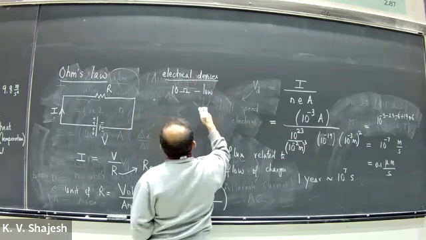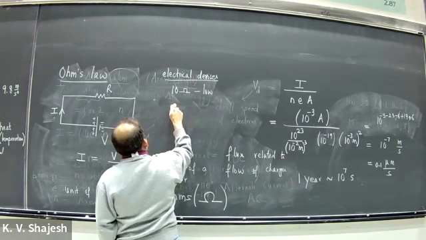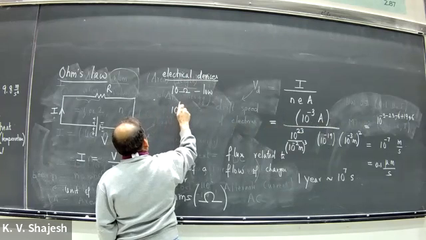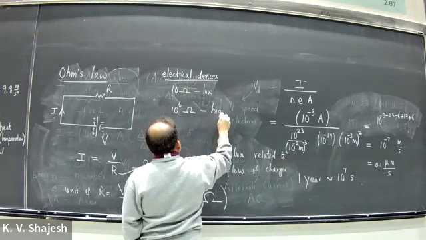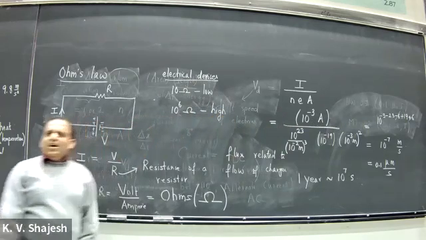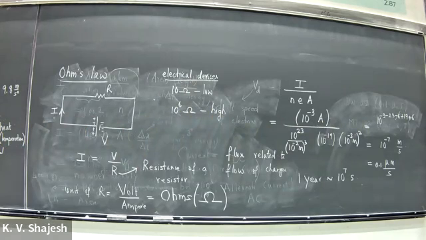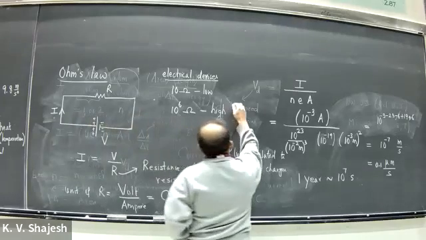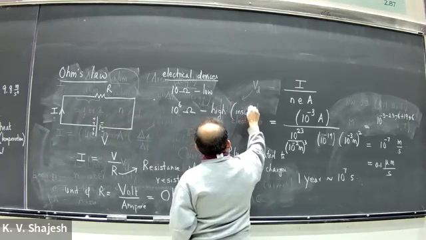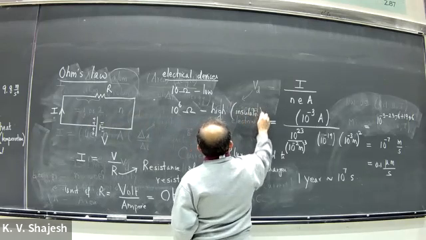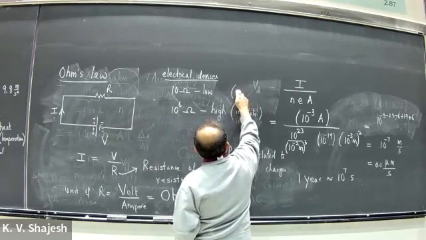10 ohms is low, and about 10 raised to 6, that's a million, right? 10 raised to 6 ohms is high. Resistance in many ways is also a measure of how good a conductor is. If you have a large resistor, this is more of an insulator. And a low resistance is more of a conductor.